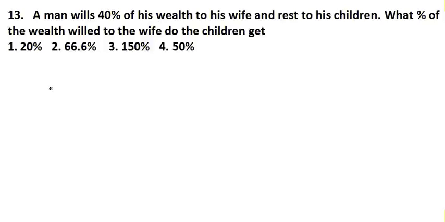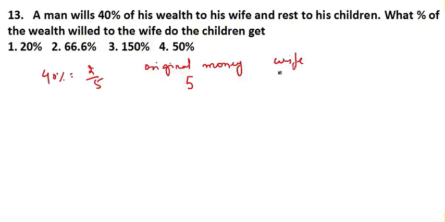It is said that a man wills 40% of his wealth to his wife and the rest to children. 40% means 2 by 5. So suppose the man has 5 rupees, he gave 2 rupees to his wife. Then to his children, the remaining money, means 3 rupees.